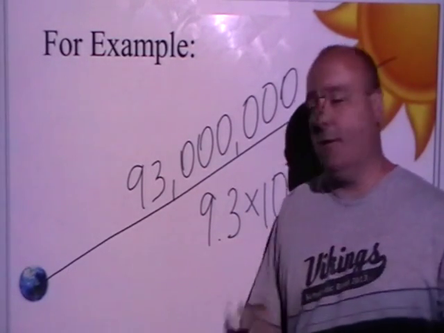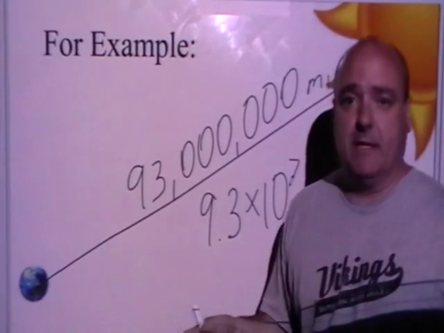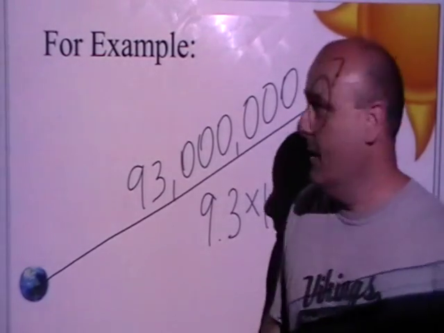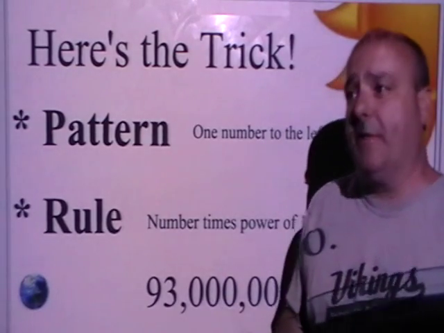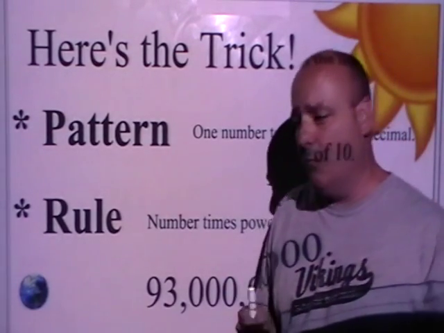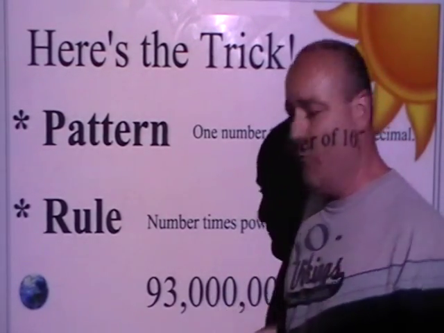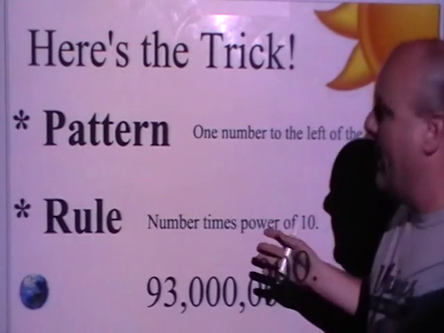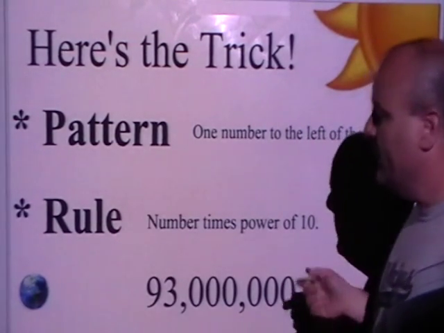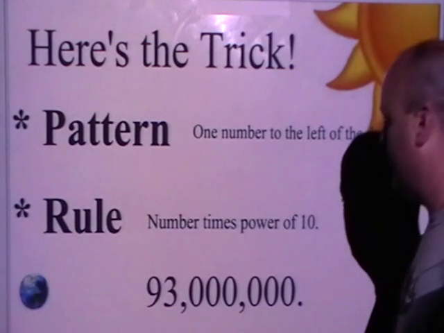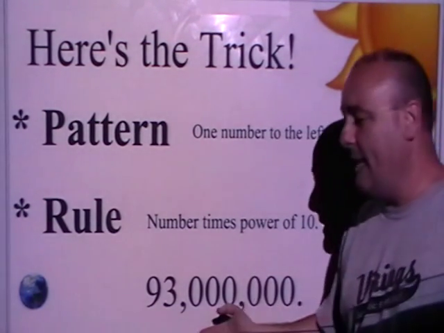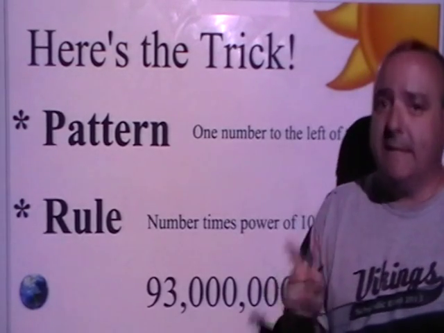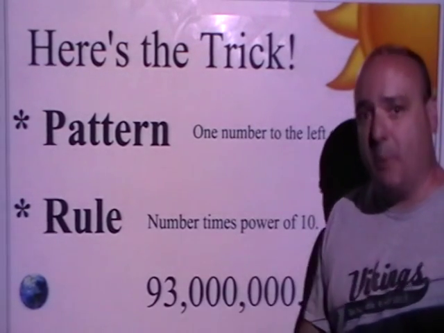But you're probably thinking, there has to be some trick to this. Well, I suppose there is. Now, in my class, the tricks in math are basically the patterns and rules that we follow in order to solve problems. Now, the pattern, in order to get 9.3 times 10 to the 7th power, is that we simply have to take the decimal and move it to the left to where there's only one digit left. All right, that's the pattern.